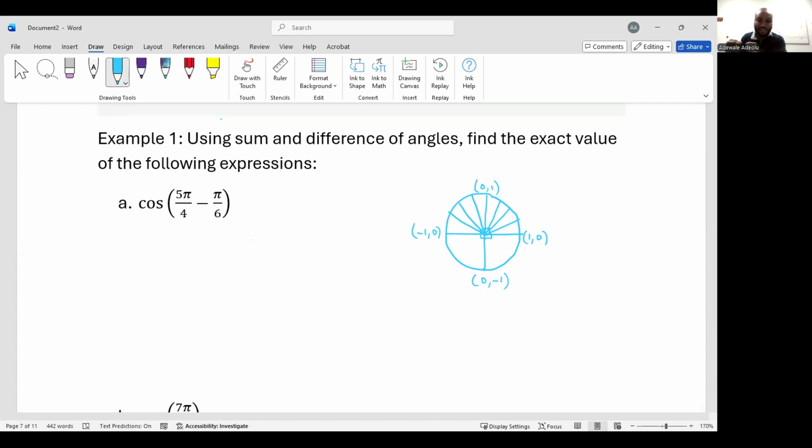But we are still missing some angles. For example, 75 degrees. We don't have it as a special angle here. 105, we do not have it. So we should find a way to get to these other angles. That is what we are doing now.